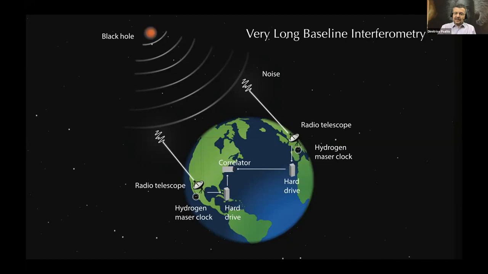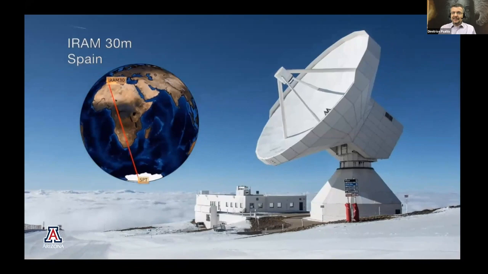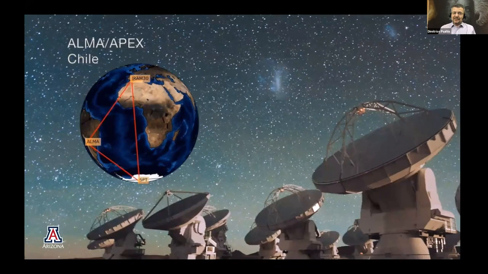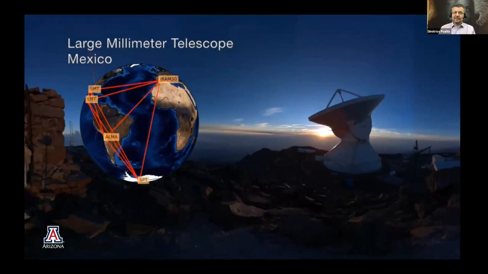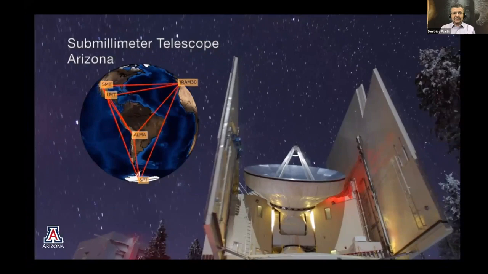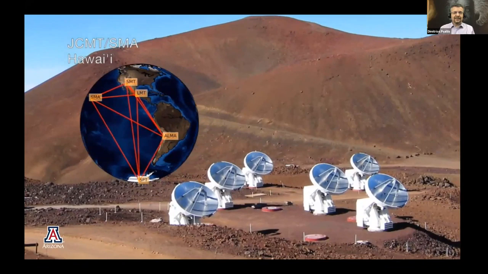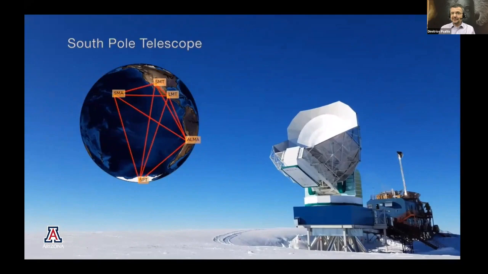And what telescopes did we use? These are the telescopes that combined what we call the Event Horizon Telescope Array in 2017. And we start from a telescope on top of Sierra Nevada in Spain, telescopes in Chile called the ALMA Array, telescopes in Mexico, this is the Large Millimeter Telescope, telescopes in Arizona, just in the mountains outside of Tucson, the Submillimeter Telescope, telescopes in Hawaii on Mauna Kea, the Submillimeter Array and the JCMT, and telescopes in the South Pole. This is the South Pole Telescope at the very center of Antarctica.